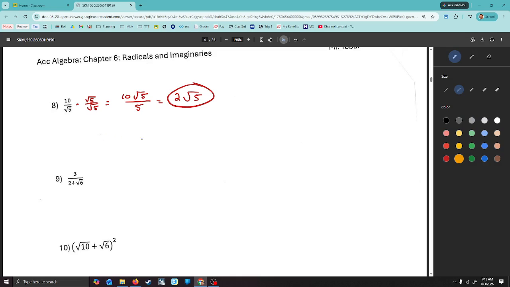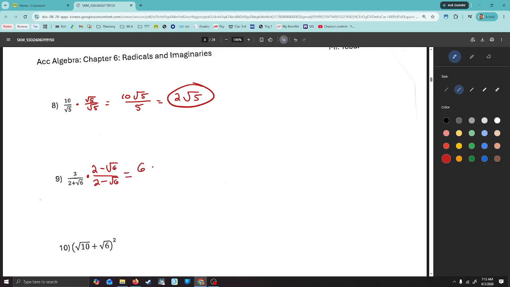Next one, we have a square root on the bottom. But in this case, it's 2 plus root 6. If I do just root 6, it would distribute to here, and it'll be 2 root 6 plus 6. So it doesn't solve my problem, because I still have a square root on the bottom. So when I have a plus or a minus, I need the conjugate to solve it. So I'm going to need 2 minus root 6, 2 minus root 6.